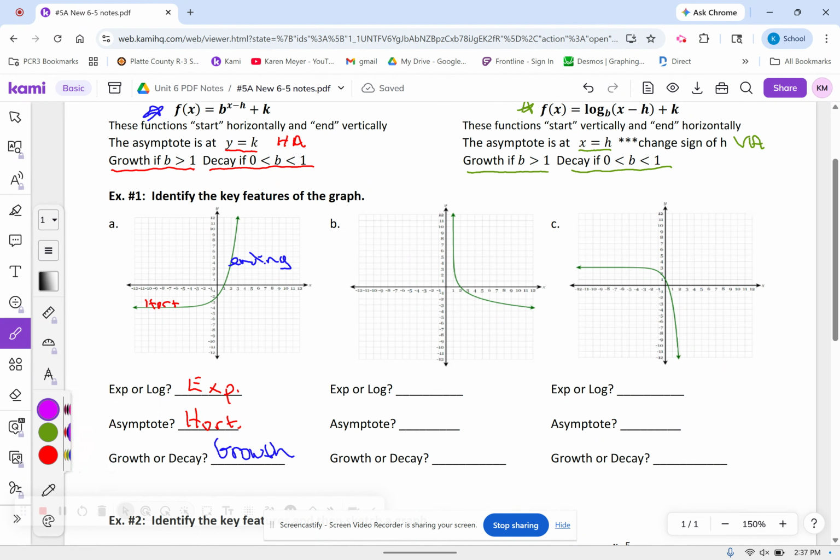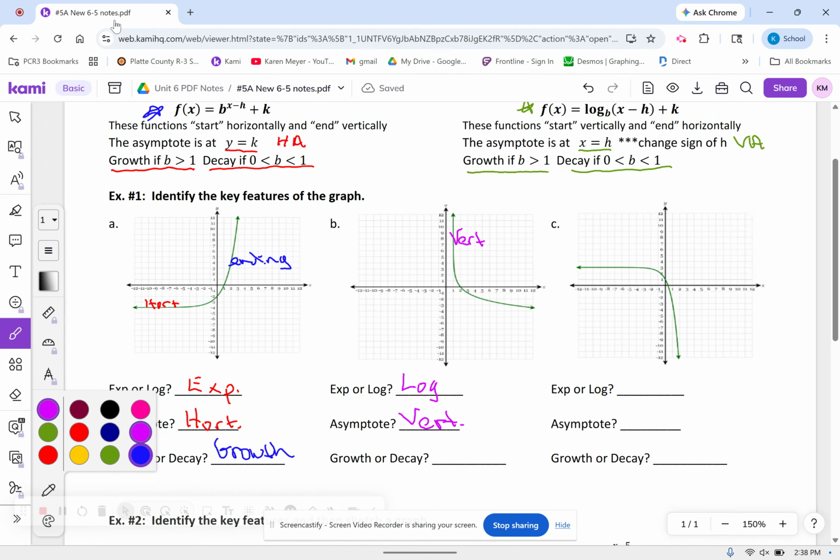Okay, so let's go to the next one. On the next one, if I look at the graph, right here I'm looking at this piece, and I'm going to notice that this piece right here is a vertical piece. If it's starting vertically, that's going to make it a log. And if it's a log, we know that the asymptote is vertical. So I'll abbreviate vertical.